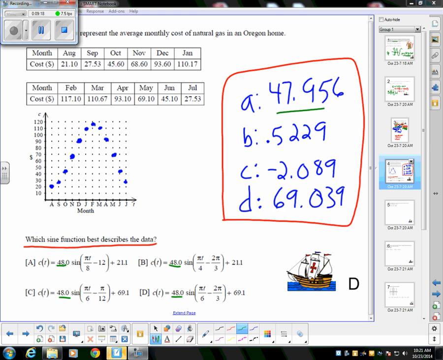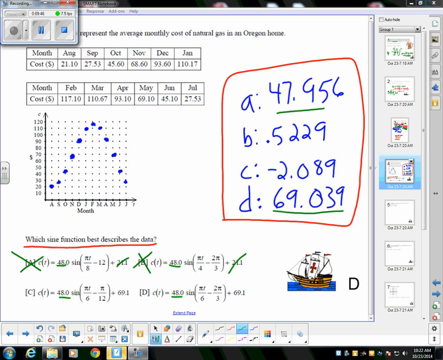If you look down here, this one is 48, that's 48, that's 48, and that's 48. So unfortunately, just due to the A part, we can't rule anything out, because 47.9 rounds to 48, and they all have that. So the next thing we want to look at is the D component. That's 69.039. Now if we look up here, we don't have that here, nor do we have that here. So just by the D part alone, we can rule out A and B as choices.